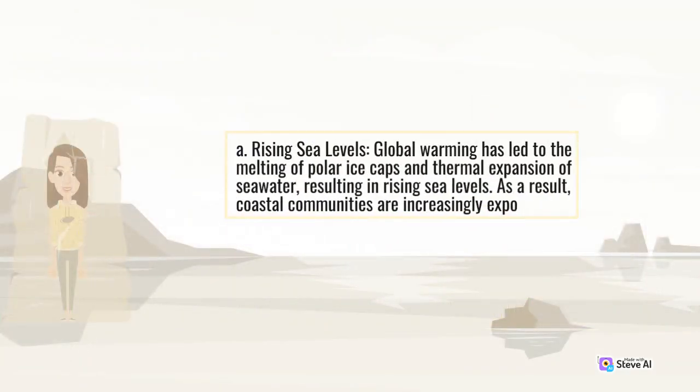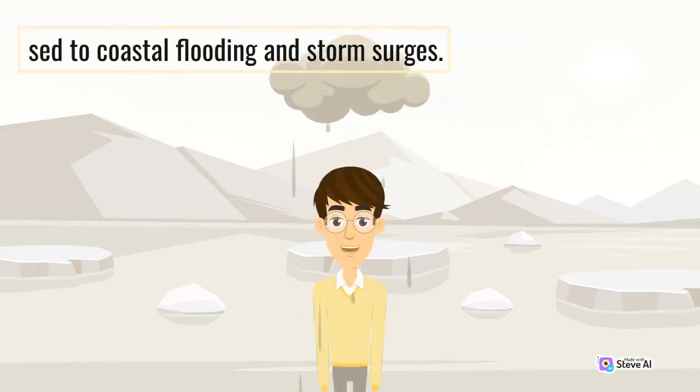A. Rising sea levels. Global warming has led to the melting of polar ice caps and thermal expansion of seawater, resulting in rising sea levels. As a result, coastal communities are increasingly exposed to coastal flooding and storm surges.